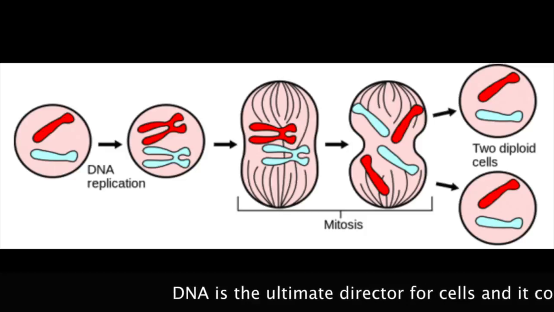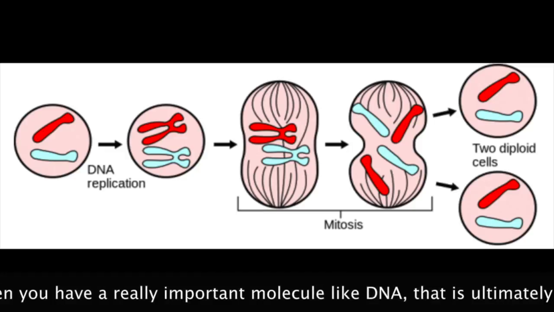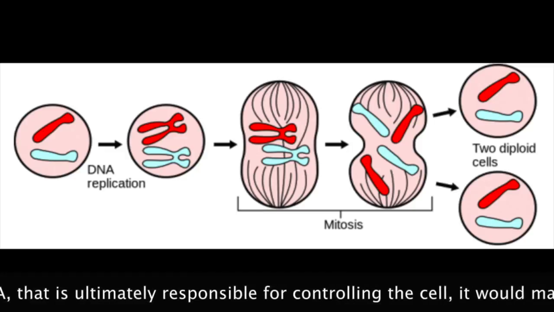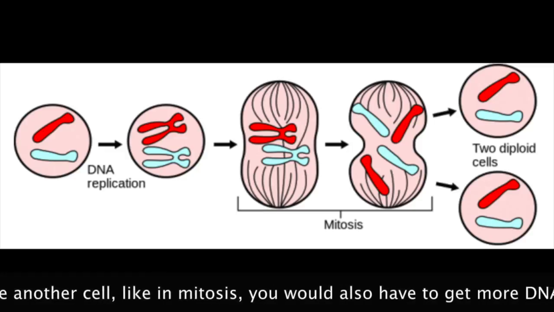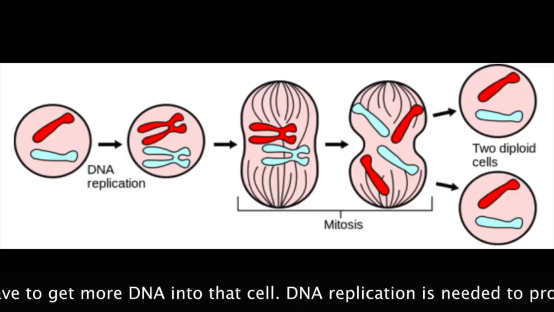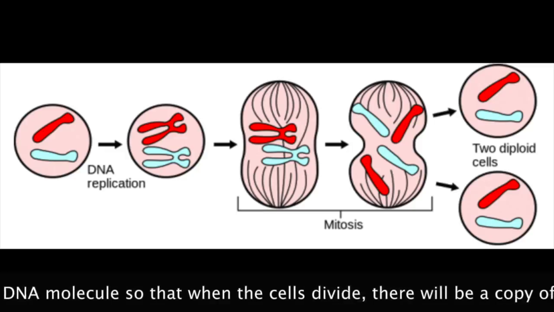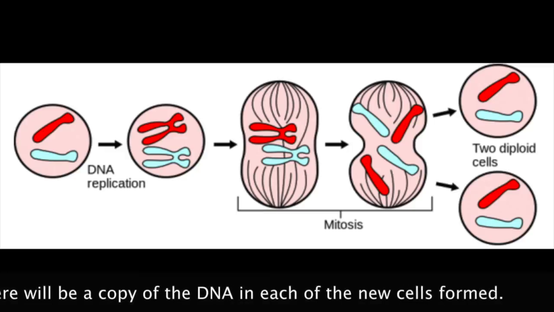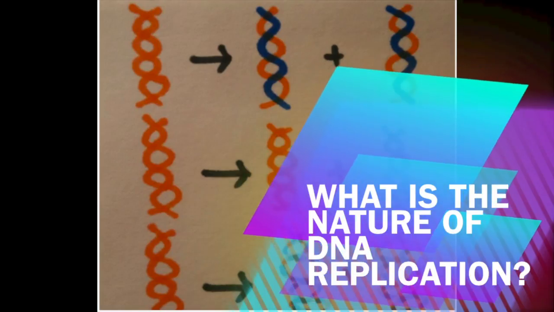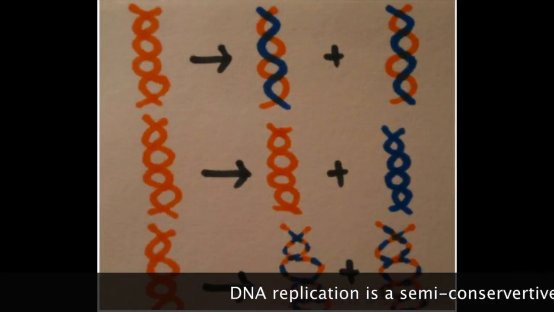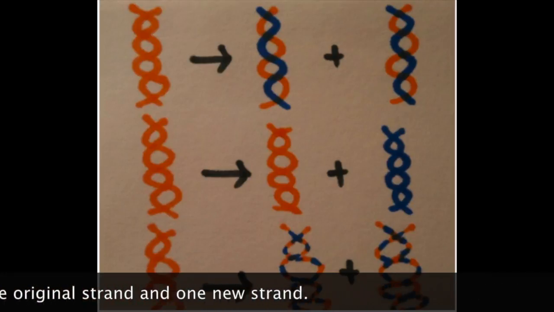DNA is the ultimate director for cells, and it codes for all your traits. So when you have a really important molecule like DNA that is ultimately responsible for controlling the cell, it would make sense that when you make another cell, like in mitosis, you would also have to get more DNA into that cell. So the purpose of DNA replication is that it is needed to produce the same copies of the DNA molecule. So when the cells divide, there will be a copy of the DNA in each of the new cells formed. DNA replication is semi-conservative, which means that it will produce two copies that each contain one of the original strands and one new strand.